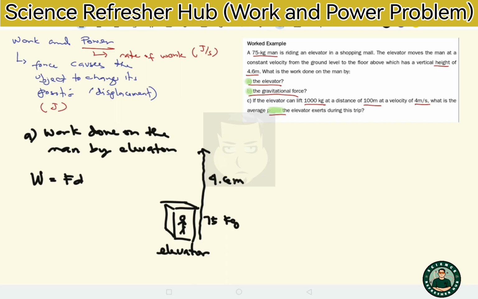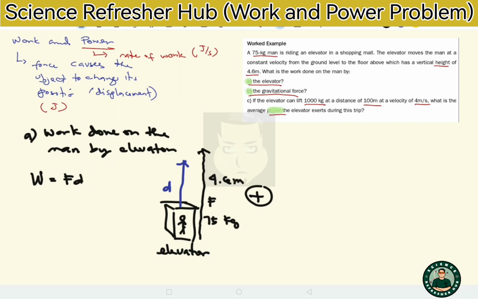Okay, so this elevator moves 4.6 meters from the ground level, and look at the displacement of the elevator here with the man inside. It's going upward, so that's the displacement, and this is going to be the direction of the force of our elevator. So if that's the case, our answer must be positive because it's a positive work.